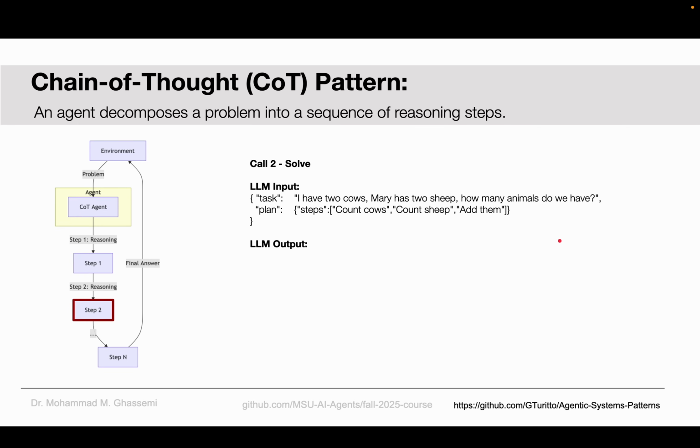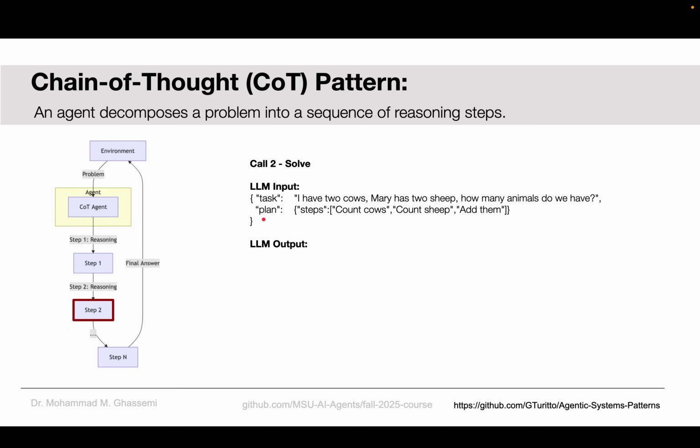And it will then go and make a second call to an LLM, independent of the first one. And this time, notice what it does. It passes both the task as well as the plan. This is the same plan that was output from the first step, right? See, count cows, count sheep, add them. So this gets input into the LLM with the task and the plan, and the same system prompt.